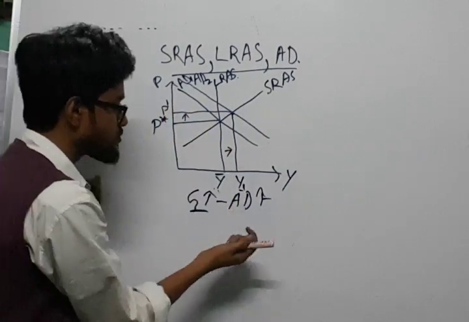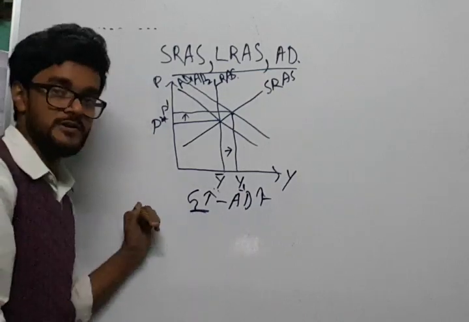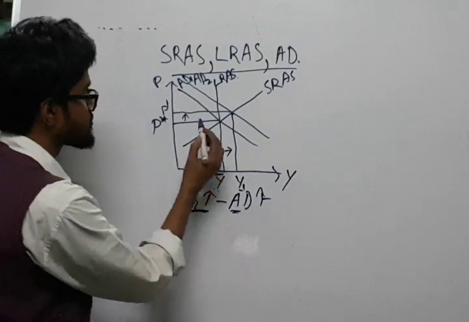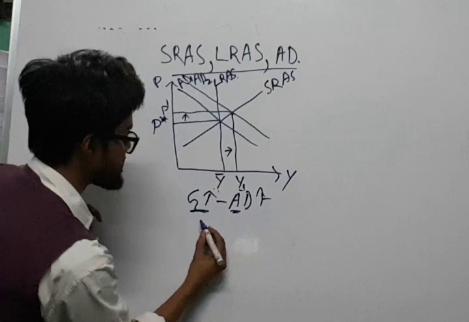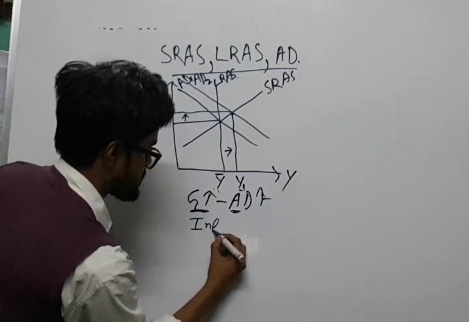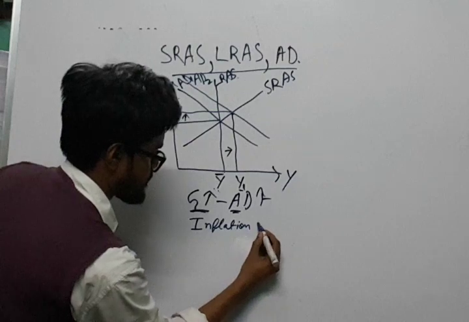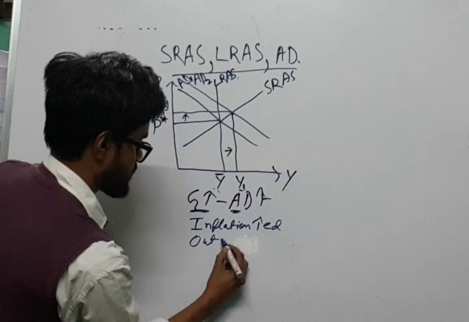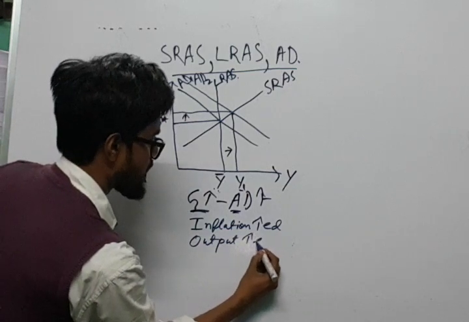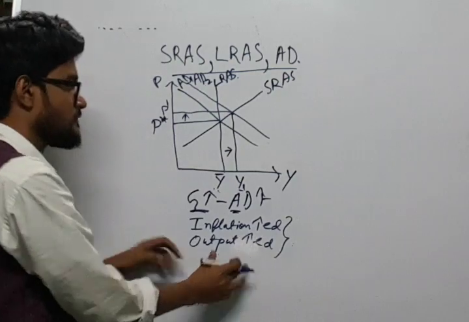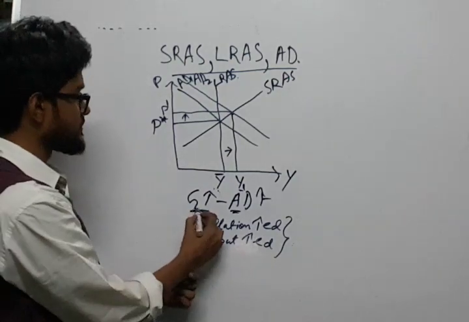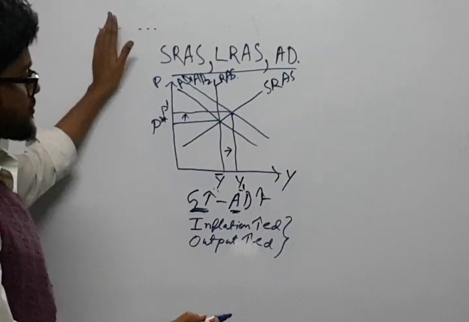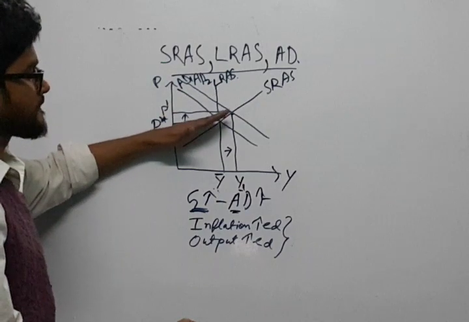So, due to the stabilization policy, or due to increasing G, the aggregate demand curve has shifted. The price level, which is inflation, has increased, and also the output has increased. So, these are the two things we get due to this increase in G. Now, in the short run, for some time, this is fine.